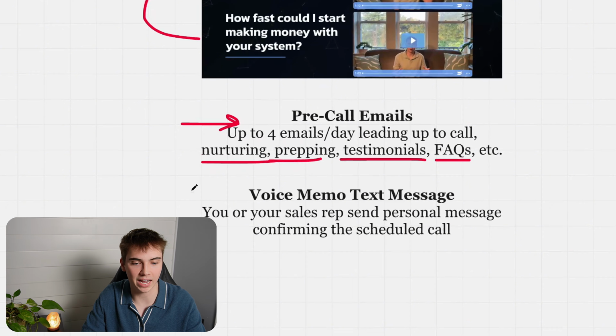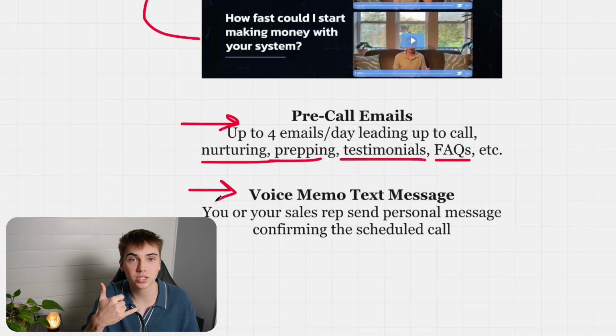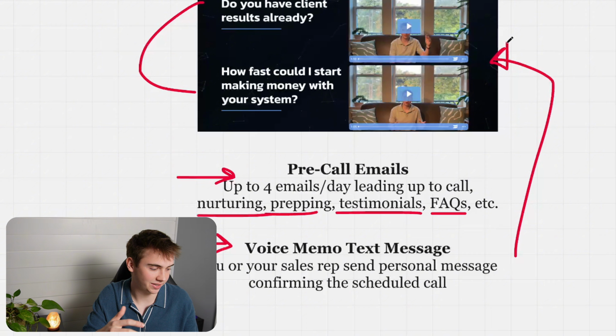And then lastly, I do the voice memo text message. So once someone books on my calendar, I'm going to personally send them a voice memo, just confirming the call, making sure they're going to show up, and telling them to watch these pre-call assets beforehand so that they make sure to do it. Something I do is non-negotiable. They have to watch the assets before joining the call. If they don't, I'm going to reschedule because they just don't have the information necessary to close.